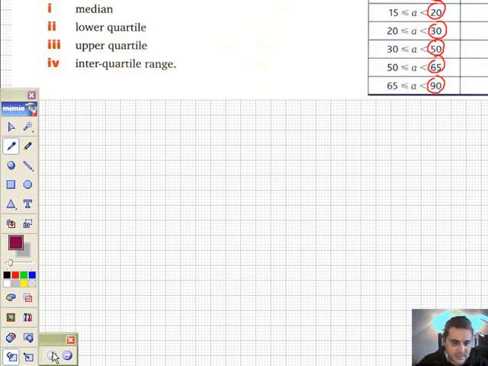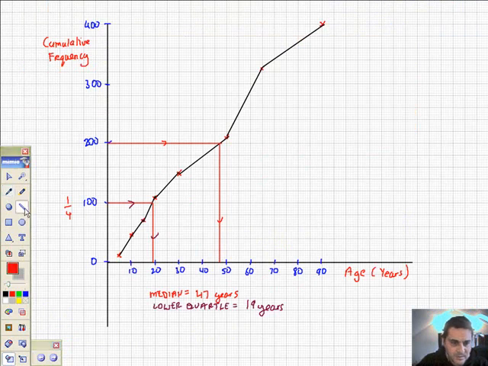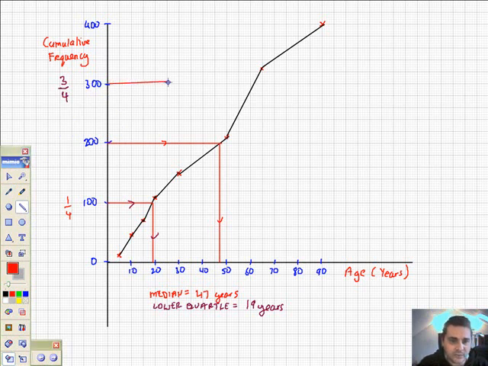Now, next one. What does it say? The upper quartile. Okay, the upper quartile coming up. Let's go back to this. Now, the upper quartile, that's going to require me to look not for a quarter, but for the three quarters of the way up. So three quarters of the way up is going to find me the upper quartile. Right, 300.